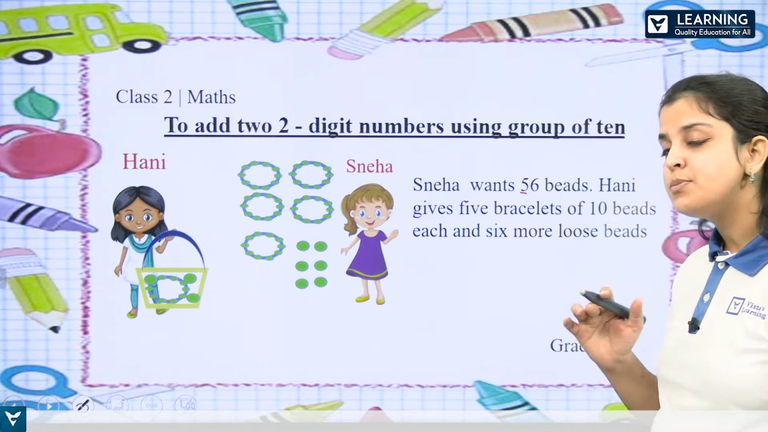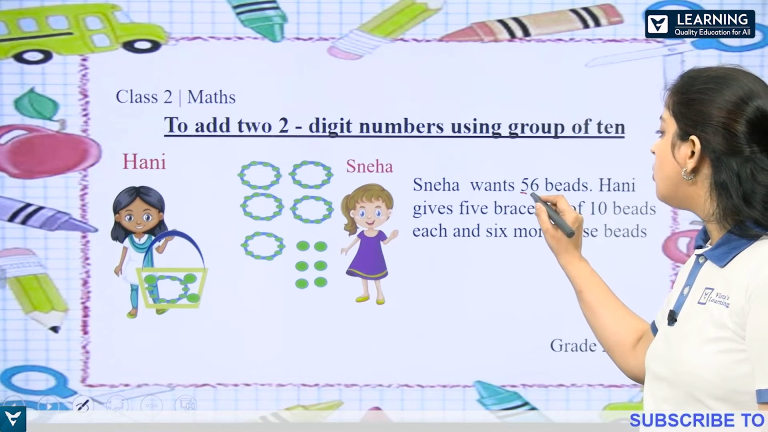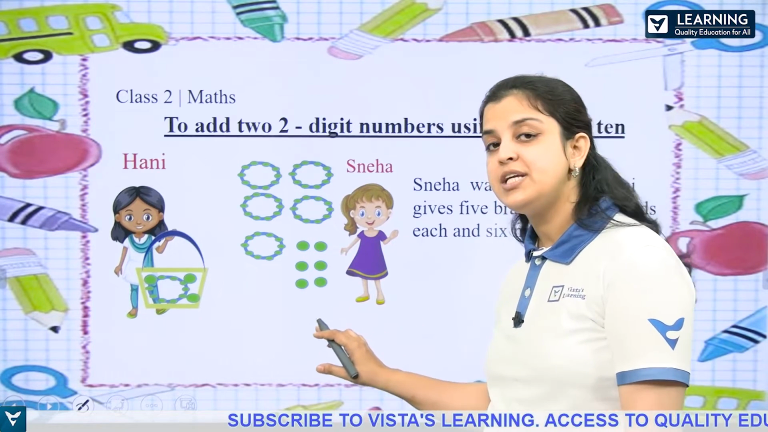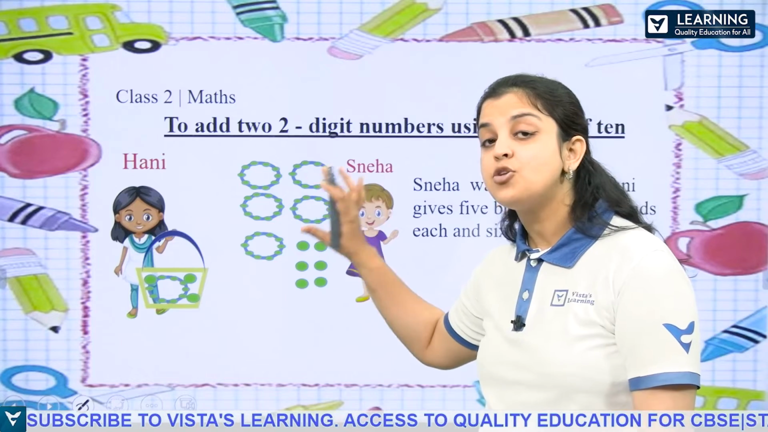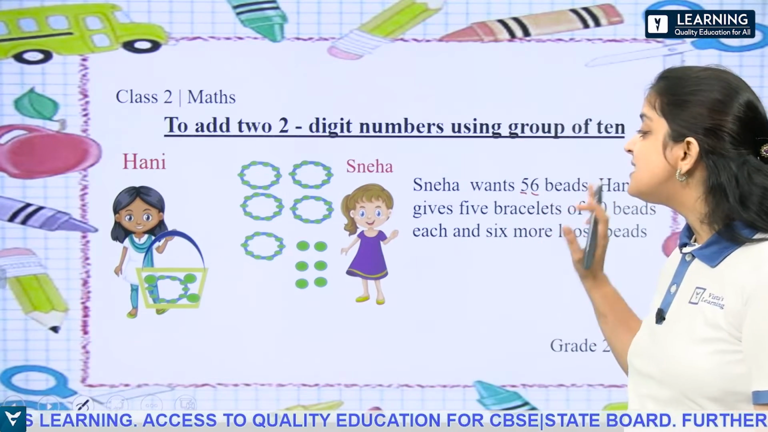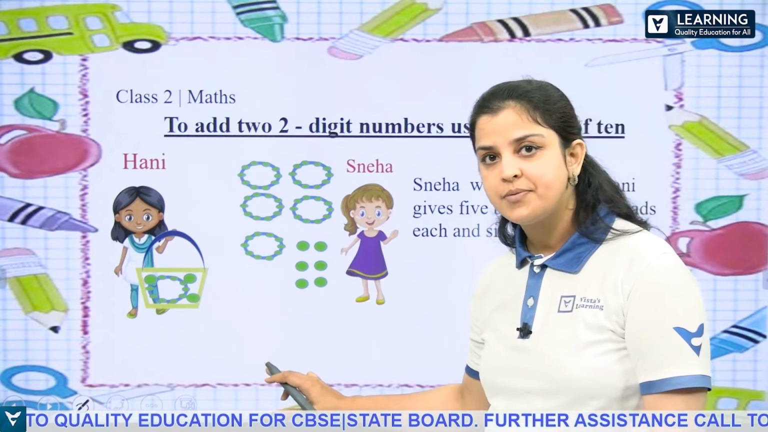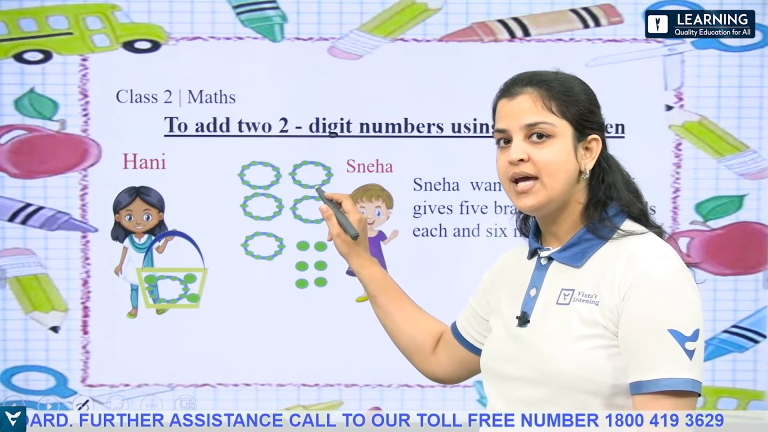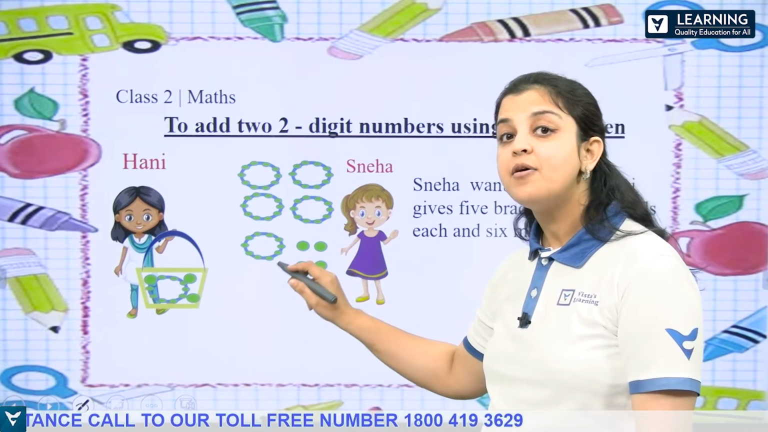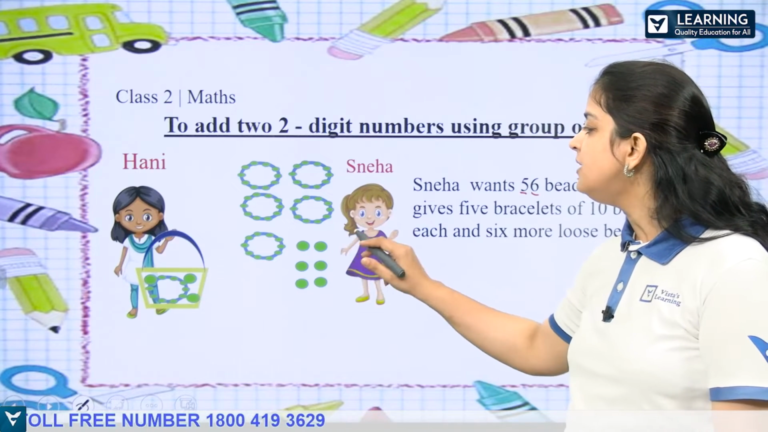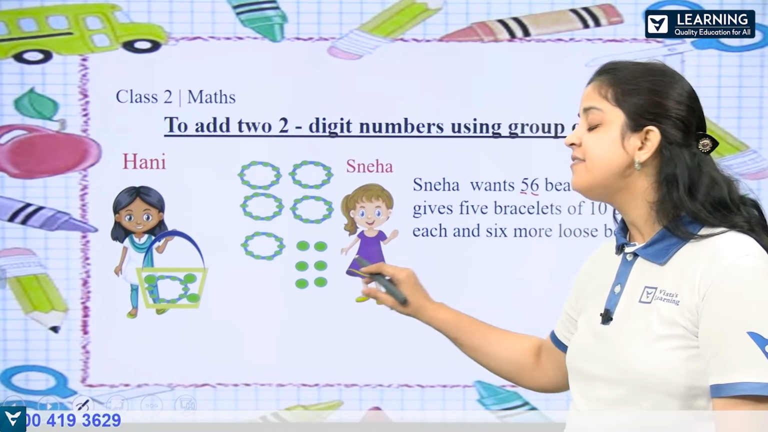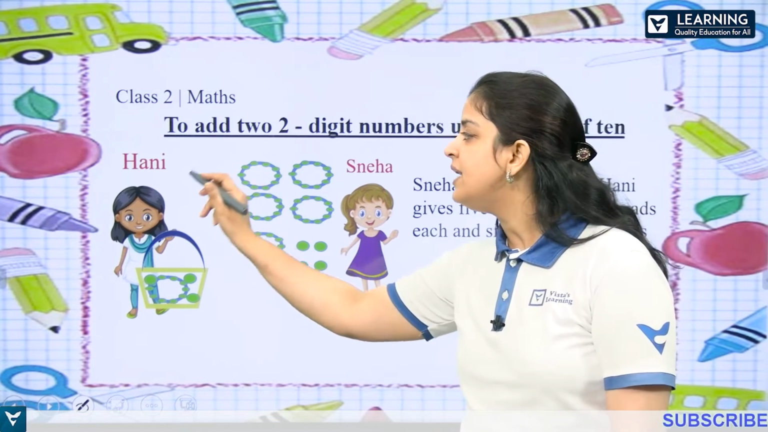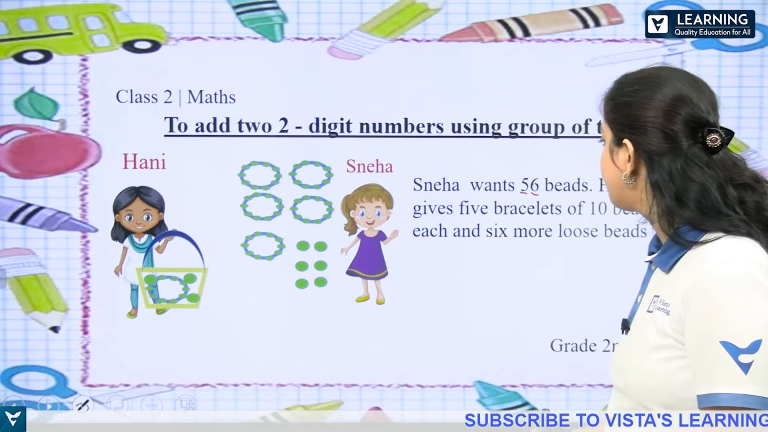Now why is she giving 6 more loose beads? Because in the ones place it is 6. Right? So that is the reason she gave her 5 bracelets of 10 beads and 6 loose beads. So in total this is 56. 1 tens, 2 tens, 3 tens, 4 tens, 5 tens and this is 1, 2, 3, 4, 5, 6. So 5 tens plus 6 is 56. So Honey gave her 56 beads.